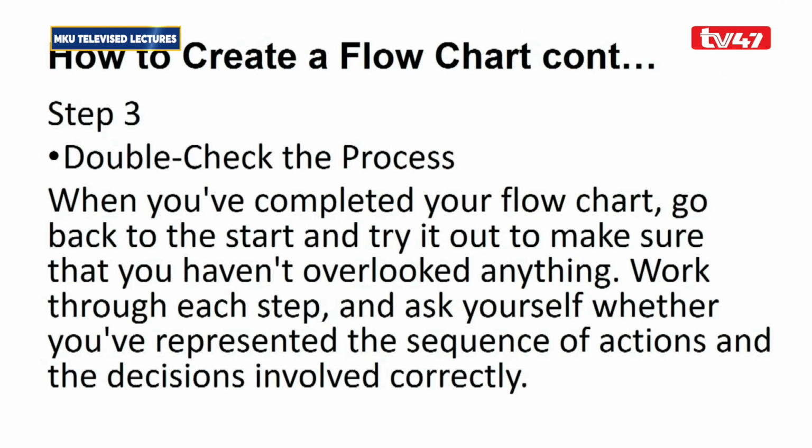After that, you need to cross-check. Do a double check of the process. Ensure that you are done double checking, because we are human, we are prone to make mistakes, we are prone to make errors. So it's good to cross-check so that you are not misrepresenting your activities or your tasks in an order that is not appropriate. So when you have completed your flowchart, go back to the start and try it out to make sure that you haven't overlooked anything. Overlooking something will mean you've skipped a task. You've skipped a very important thing in the process. So it's good to double check.